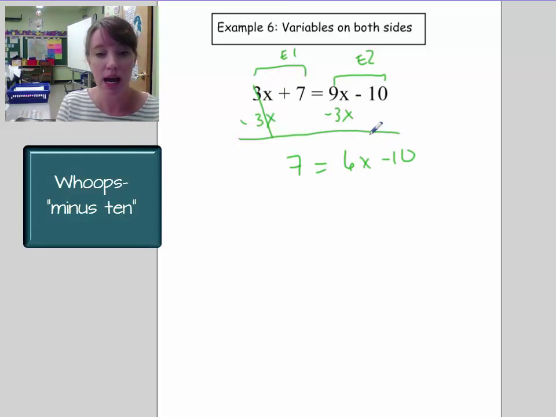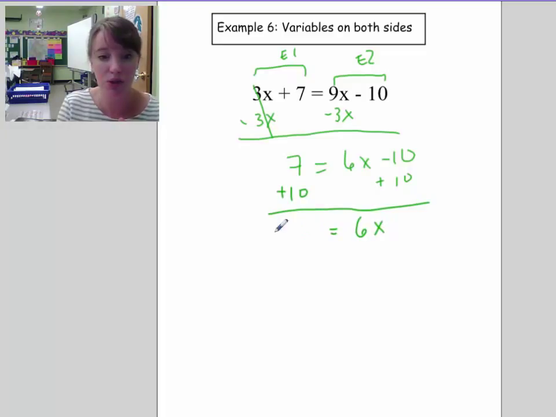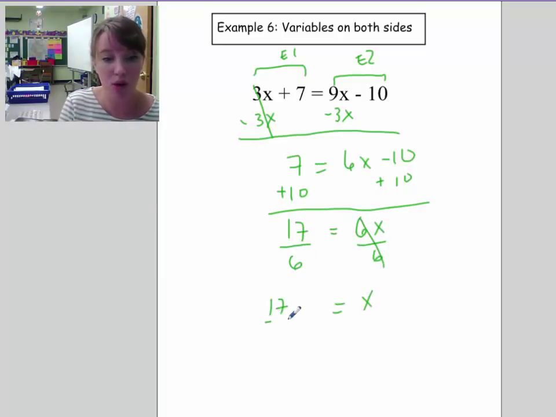So notice now all my variable is on my right side. Okay, I have no more of the variable on the left side. So now I'm trying to isolate the variable, so I have the variable on the right side. Let's get all the constants on the other side. So I have 6x is equal to 17. I divide by 6 from both sides. So I have x is equal to 17 over 6.